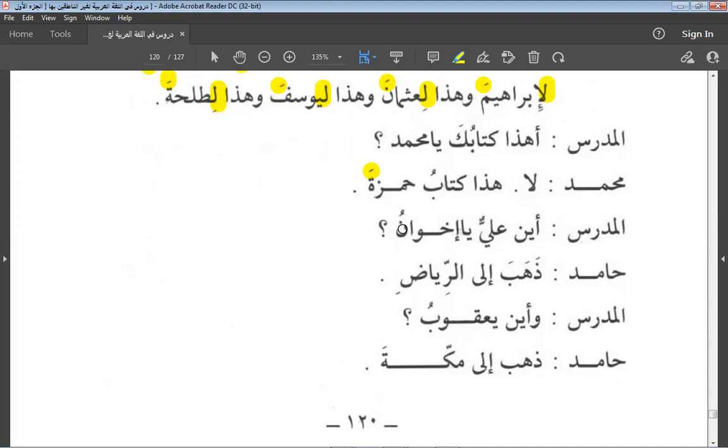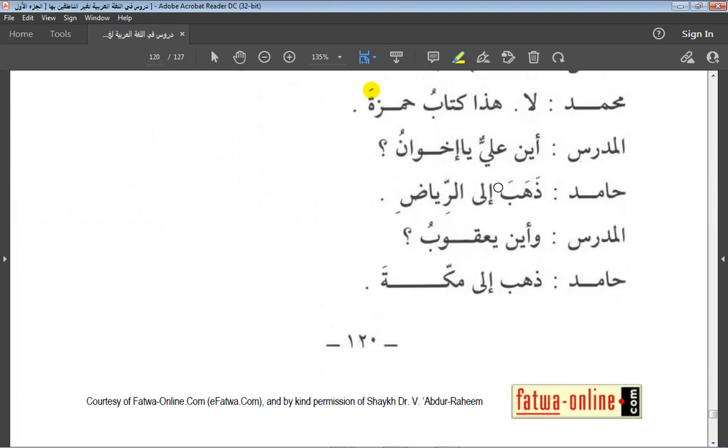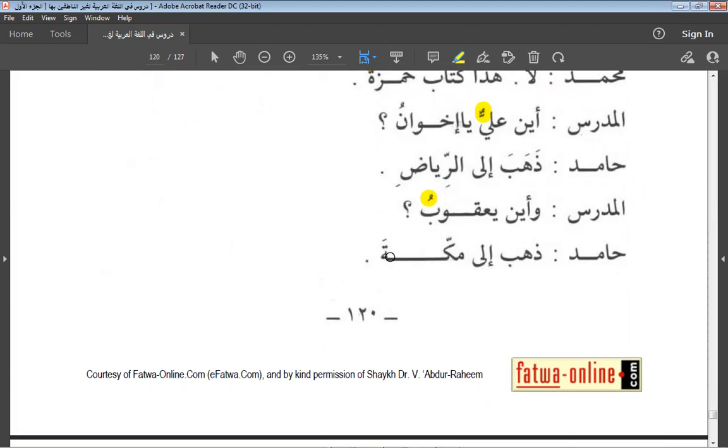Aina Aliyun ya ikhwan? Where is Ali, brothers? ذهب إلى الرياض. He's gone to Riyadh. وأين يعقوب؟ Look here, أين علي؟ وأين يعقوب؟ يعقوب ممنوع من الصرف. It does not take tanween. ذهب إلى مكة. He's gone to Makkah. Makkah is also mamnu' min as-sarf. It's a proper noun, a feminine proper noun. Feminine proper nouns, as we said, are mamnu' min as-sarf, just like Zainab, Khadijatu, Aminatu, Makkatu. So Zahaba ila, even though there is ila, we have Makkata.